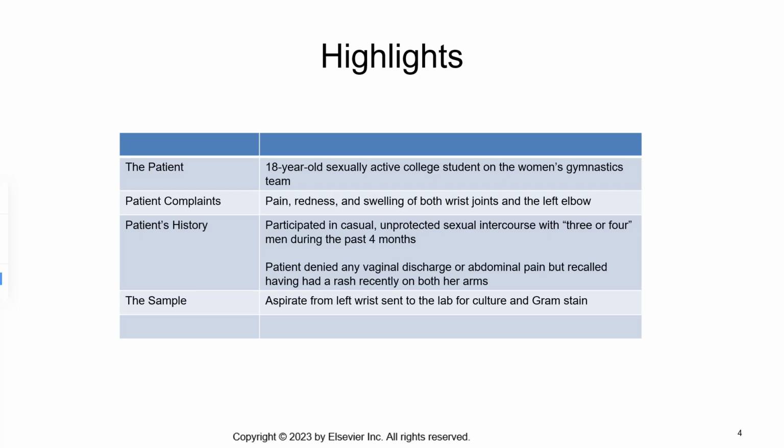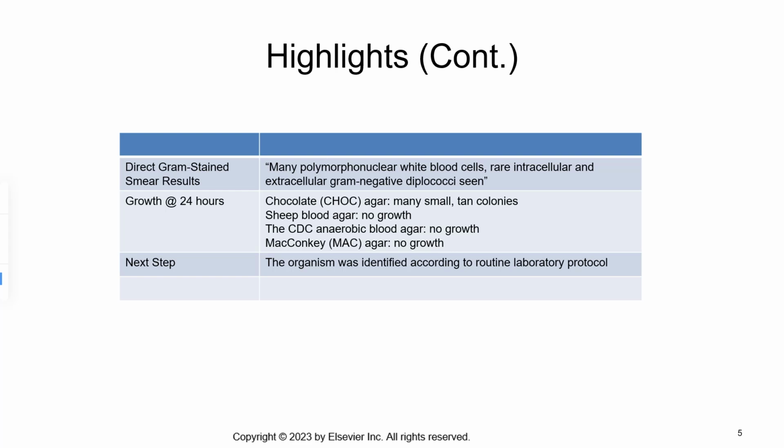Patient's history: participated in casual unprotected sexual intercourse with 3 or 4 men during the past 4 months. Patient denied any vaginal discharge or abdominal pain, but recalled having had a rash recently on both her arms. The sample was an aspirate from the left wrist, sent to the lab for culture and gram stain.